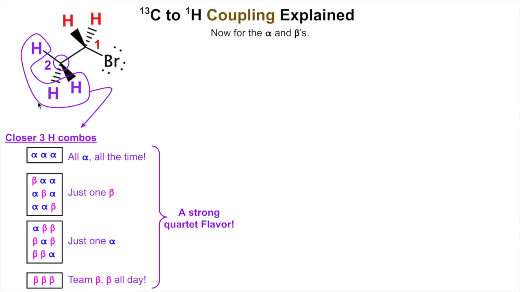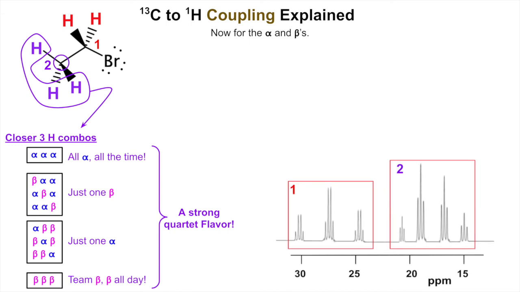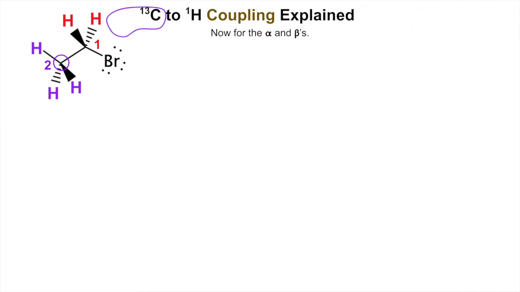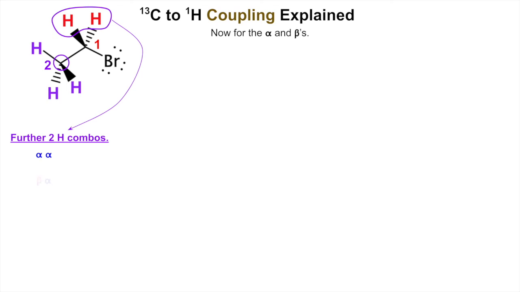This causes a strong quartet flavor because these 3 hydrogens are directly attached to carbon 2's carbon, or signal 2's carbon. Okay, here it is, signal 2. So we've got the strong quartet flavor. Nice, huh? And then now we'll focus on the further hydrogens. So there's only 2 of those. They can both be alpha, or one can be beta. Like say this one's beta, the wedged, and the dashed is alpha. Or the opposite, wedged is alpha, dashed is beta. And then finally, beta, beta.